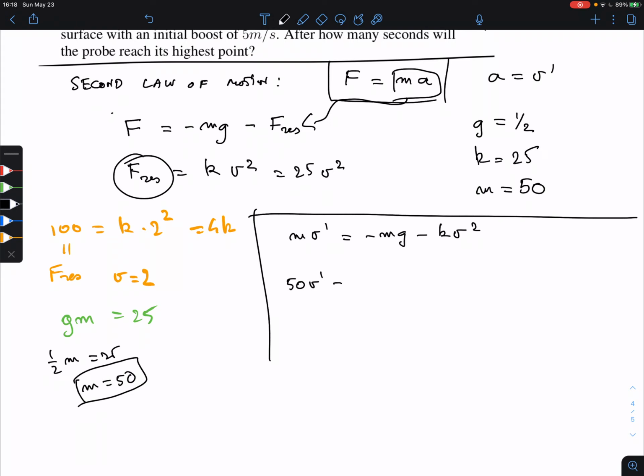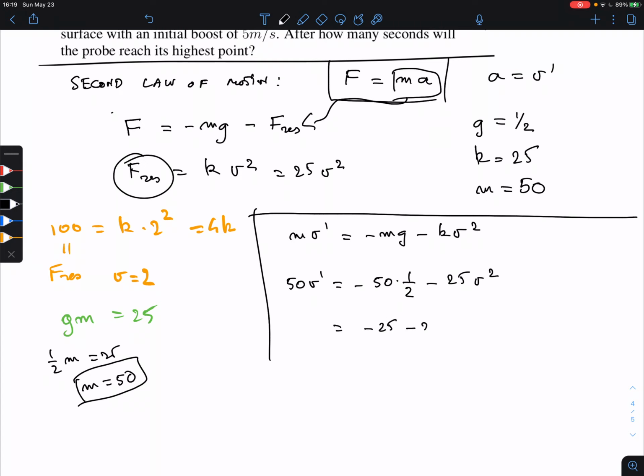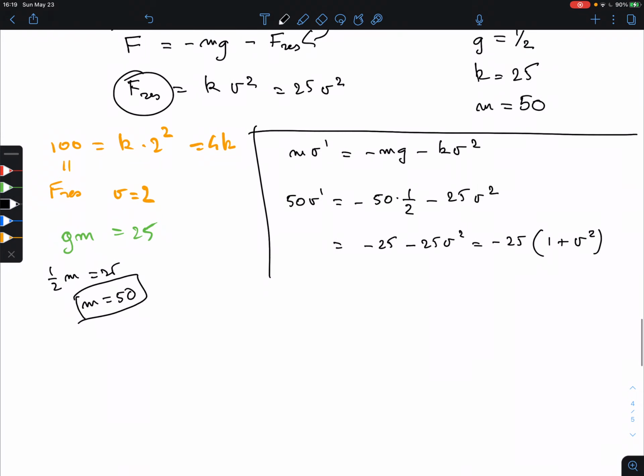50 v prime is equal to minus 50 times a half. Well, that is the weight, we know that. Minus k, which was 25 v square. So we get minus 25 minus 25 v square, or we can factor out the minus 25 and get 1 plus v square, and then we can divide both sides by 25, so we get 2 v prime equals minus 1 plus v square. Great.